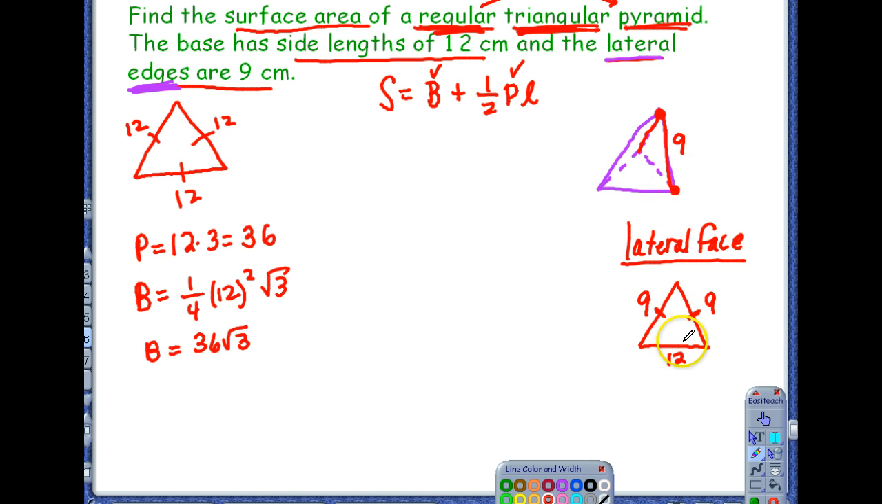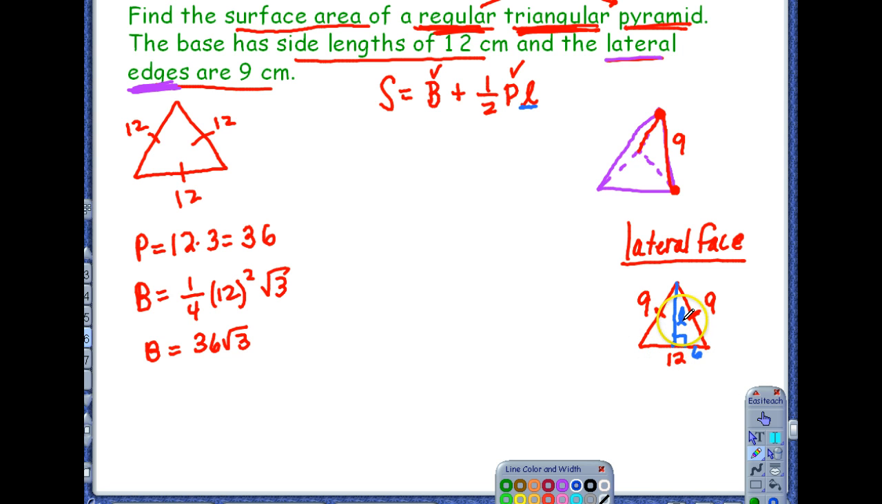Now, what are we trying to find again? I'm all over the place. We're trying to find the slant height. And to find the slant height, that's the height of that lateral face. So I'm going to draw that in. Because this is isosceles, we've talked about this recently. What does the height of an isosceles triangle do to the base? It divides it in half. So that's going to be 6.